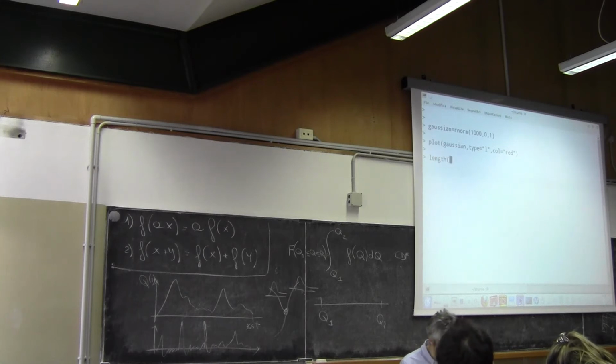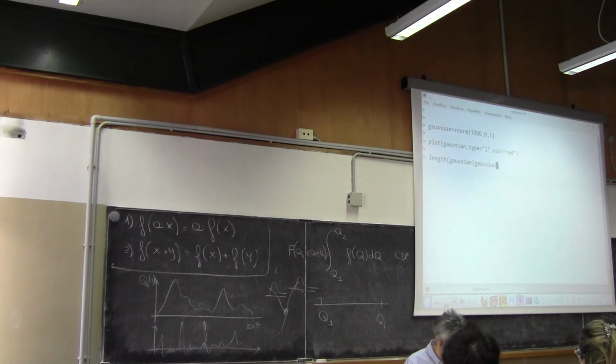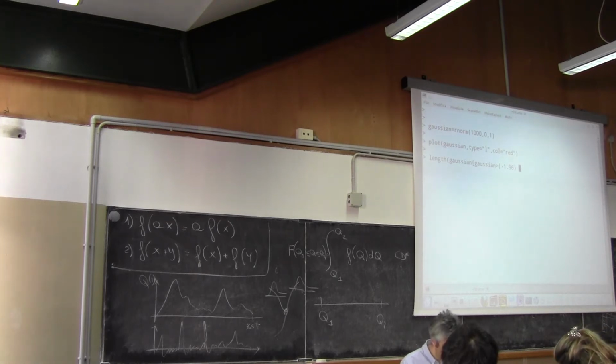So let's write length Gaussian and look at the formalism that I'm using. If Gaussian greater than -1.96 and Gaussian lower than 1.96.